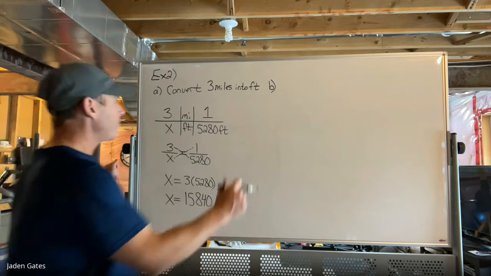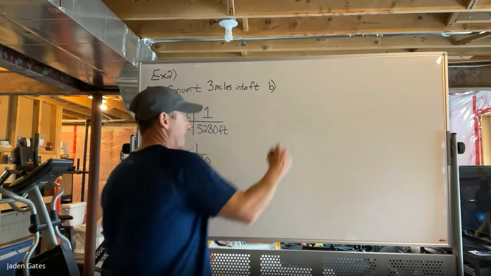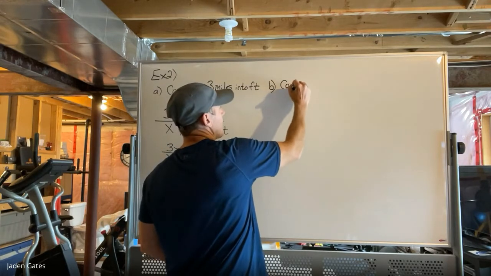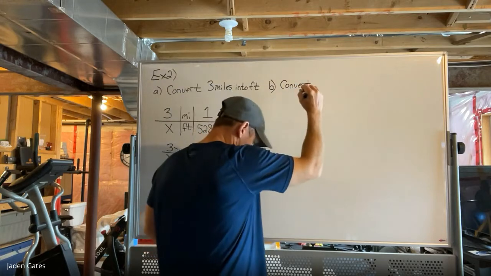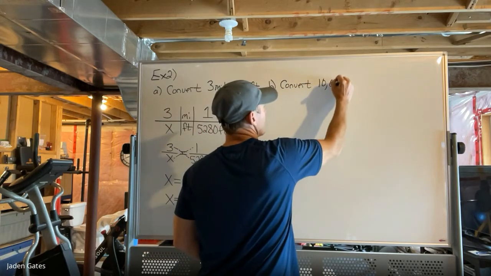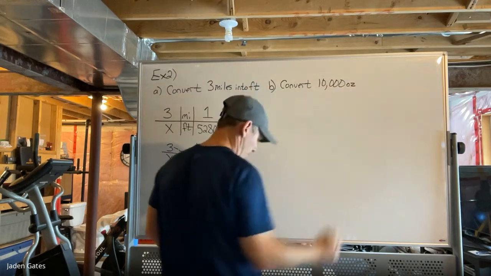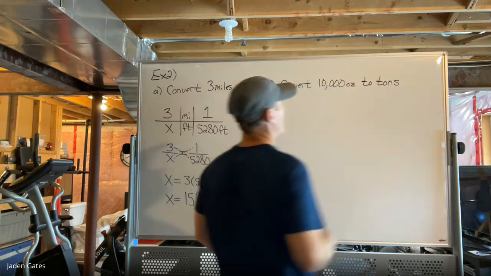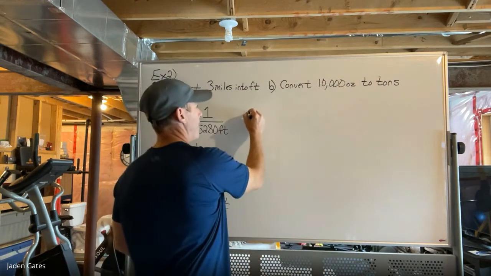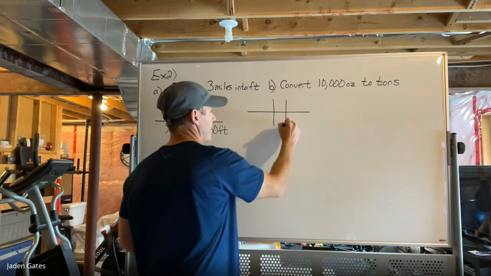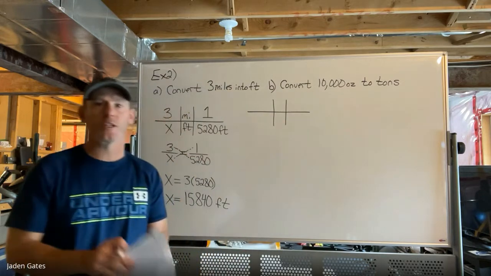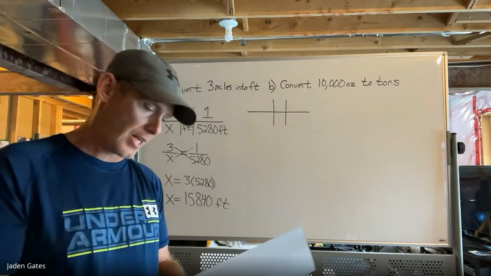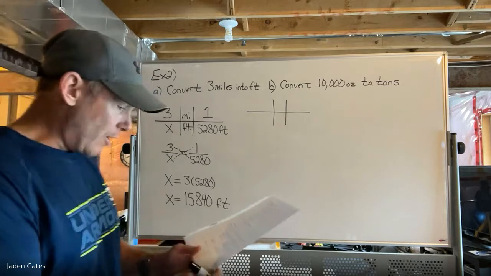All right. Now, B is we're going to convert 10,000 ounces to tons. Yeah, I'm going to draw my little table here. But again, the first thing I'm going to do is see if there is a relationship here. Sometimes there isn't. This is what's going to happen in this last example here. I look for ounces and tons.